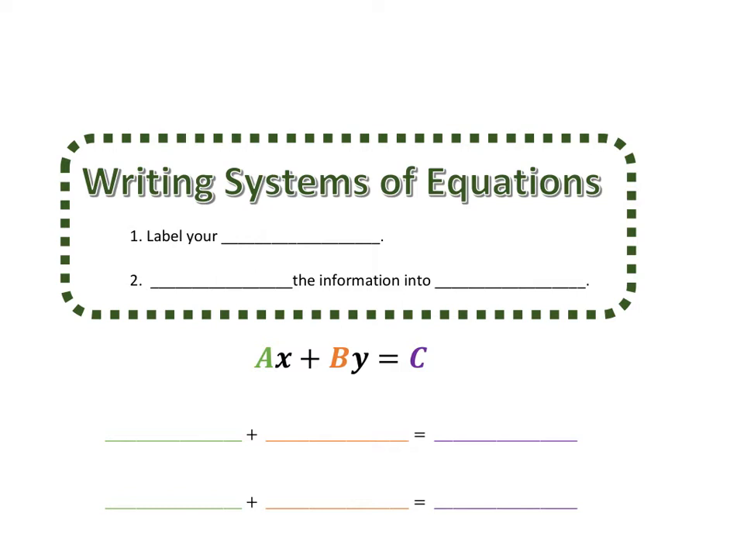The first thing you want to do when you're writing a system of equations is understand or label what your variables are representing. So we're going to label what x and y represent in real life so that we know how to then organize our information into mathematical equations. Okay, we're going to label our variables and then organize the information into equations.